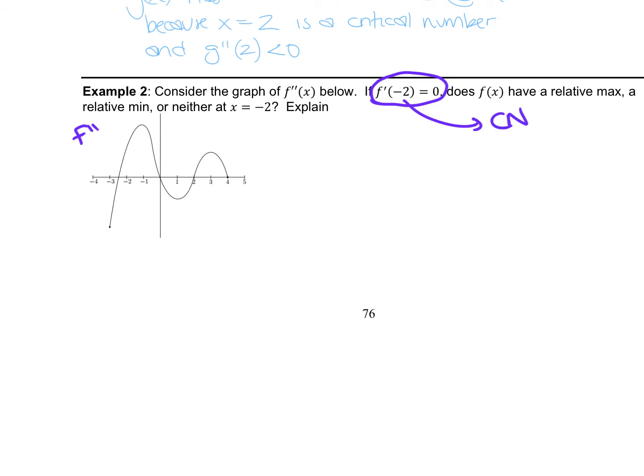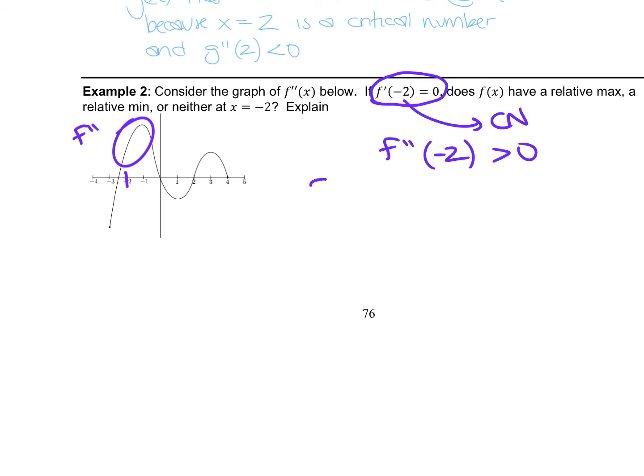All right, so we are given f prime of negative 2 is equal to 0, which tells us it's a critical number. That's kind of the requirement to use the second derivative test. Then we look at the second derivative and say, okay, at negative 2, what is my second derivative? Positive, negative? Positive. So we would say f double prime at negative 2 is greater than 0, right? Therefore, what does that tell us?